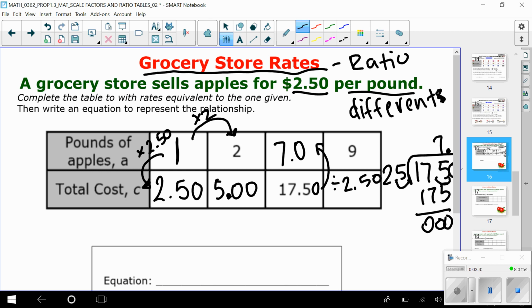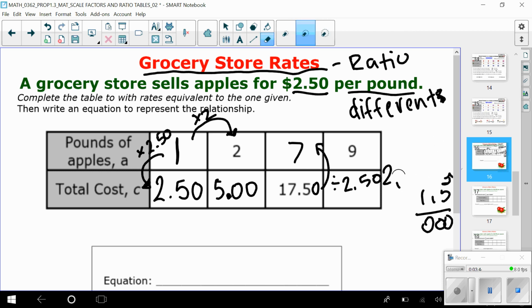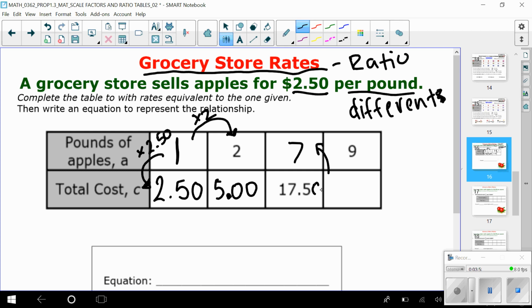Actually, no, it's not cost. It's pounds. Sorry about that. That should actually just be 7 pounds. Okay? And remember, not to make you confused, but in order to find the relationship, I can either multiply or I can divide. And remember, I can go between or within.